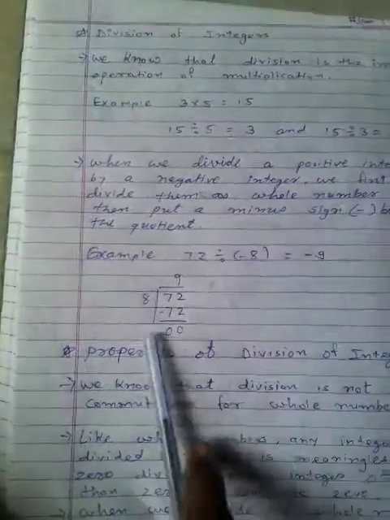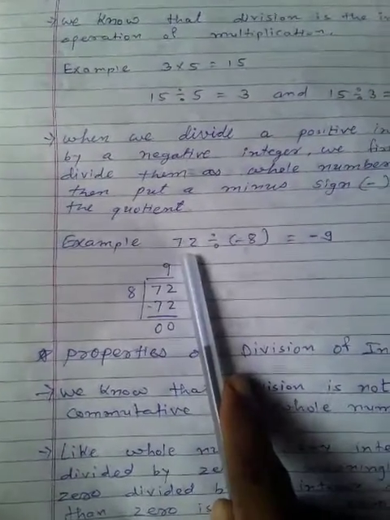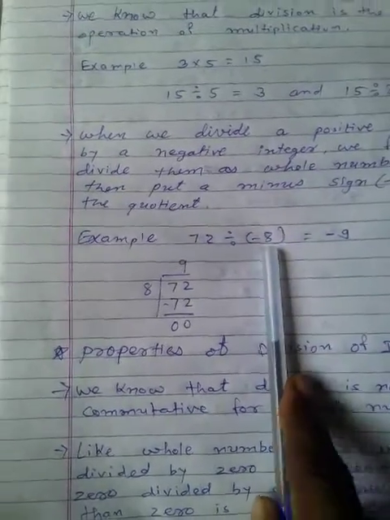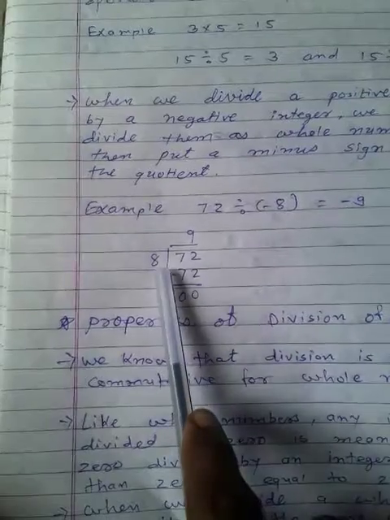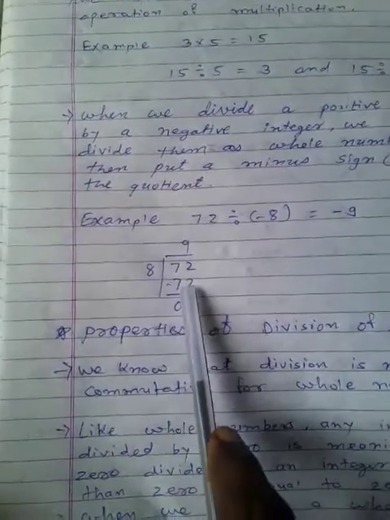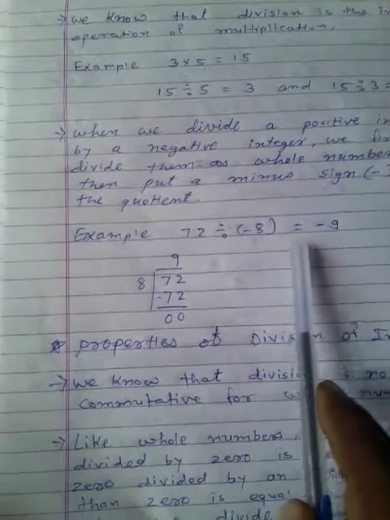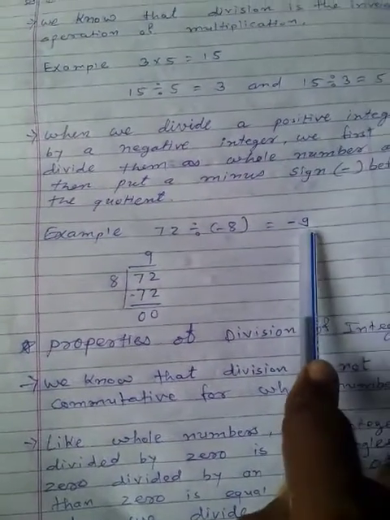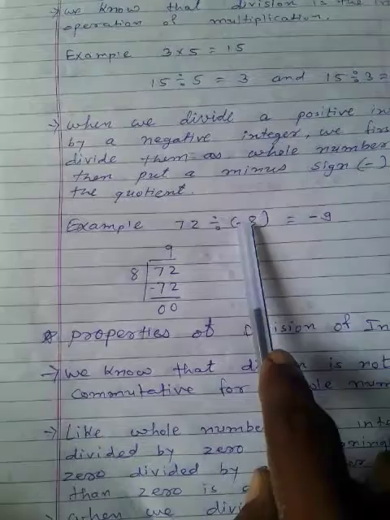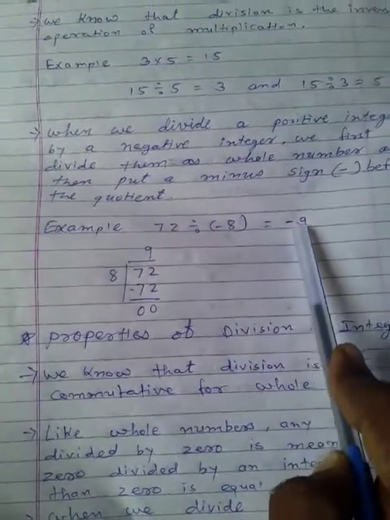Okay, now example is there, 72 divided by minus 8. So we have to divide first as whole numbers. 72 divided by 8. 8 nines are 72. Then when the answer comes, at that time you have to put the minus sign. Okay, see here, minus sign, 8 is there, so minus 9 is the answer.